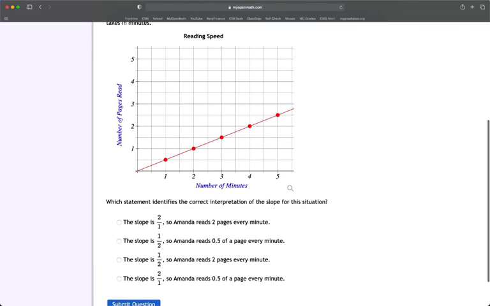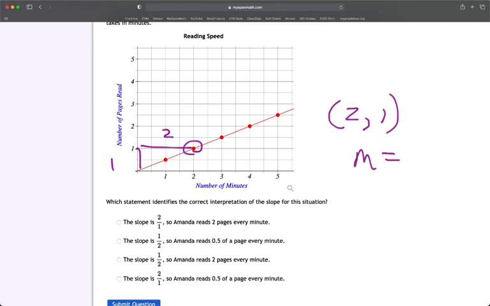That would be maybe a problem like this, where in this particular problem, we're tracking the reading speed of Amanda. And we're going to start this exactly the same way. As you can see here, we need to first of all find the slope, because that's what we're talking about here. In this one, we've got really lots of perfect ordered pairs, and maybe I'll take that one at 2, 1. And so we are rising 1 and we are running 2. So the slope is 1/2. So at this point, we know it has to be one of these two choices.